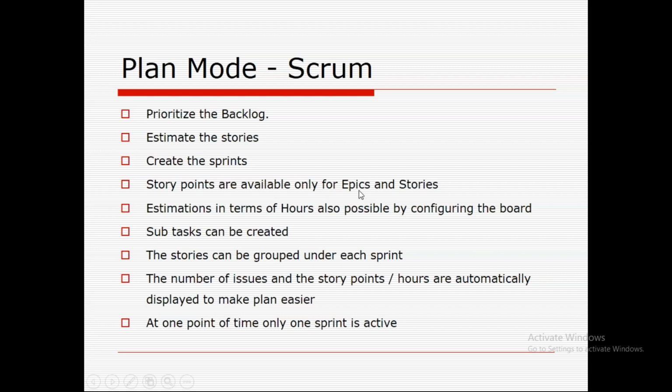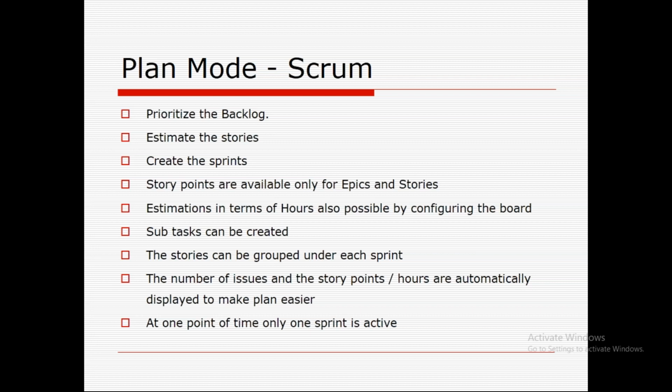Story points are available only for epics and stories. The story points are nothing but the weightage for each and every requirement. Estimation in terms of hours is also possible by configuring the board. Subtasks can be created, like in order to track some analysis tasks or anything related to data gathering. So you can create subtasks to track those things. The stories can be grouped under each sprint cycle. So what you would be doing here is majorly, from product backlog, we are going to pick up the items into sprint backlog.